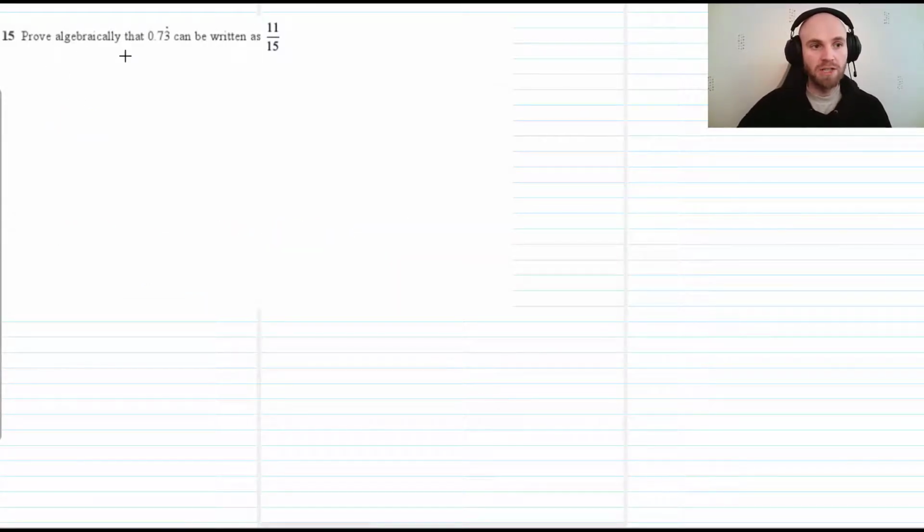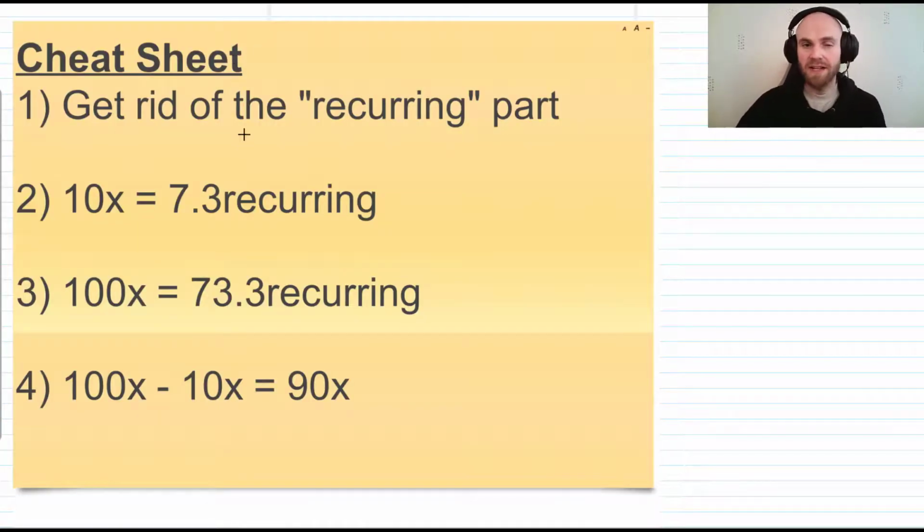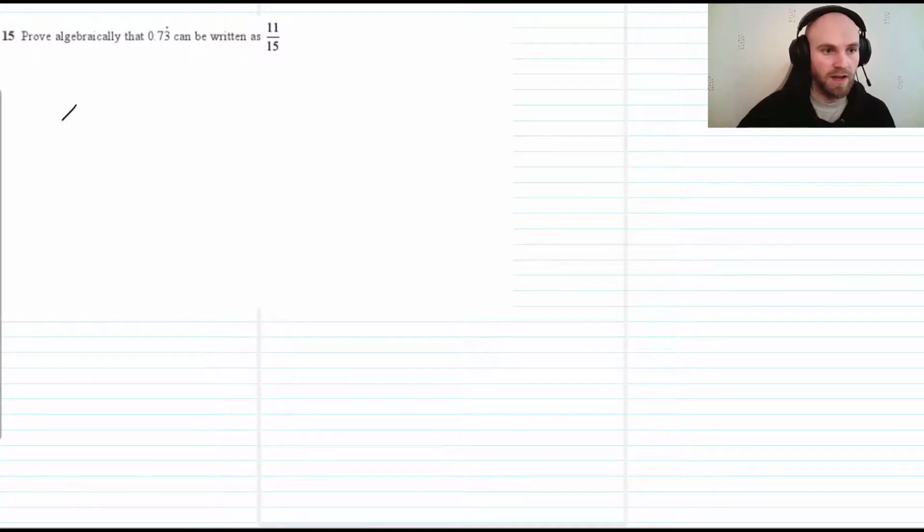Question 15, prove algebraically that 0.73 recurring can be written as 11 over 15. So if we go to the cheat sheet, the idea here is to try and get rid of the recurring part. For example, 10x is going to equal 7.3 recurring, 100x is going to equal 73.3 recurring, and 100x minus 10x is going to give you 90x.